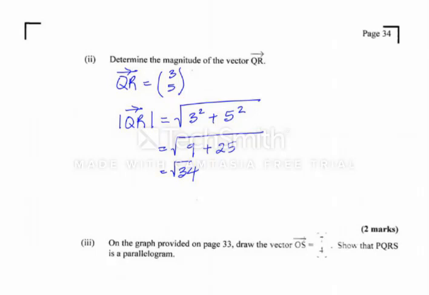So the magnitude of it, the square root of 34, is 5.83 units, to 3 significant figures. 5.83 units to 3 significant figures.